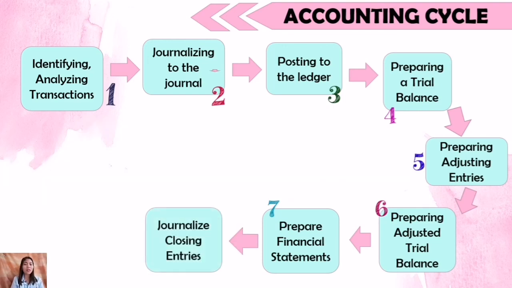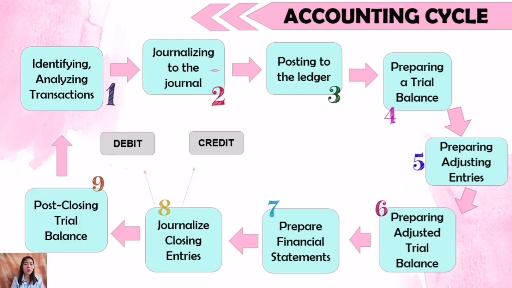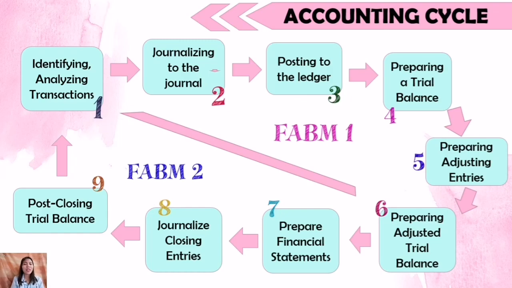Then after that, journalize closing entries, meaning you are closing all nominal or temporary accounts because you will end the accounting period before you can proceed with the next accounting period. Here you're identifying what to debit and what to credit. Then the post-closing trial balance. Again, this is the last trial balance, so we need to produce a closing trial balance with equal total amounts of debit and credit. So these are the steps in the accounting cycle.